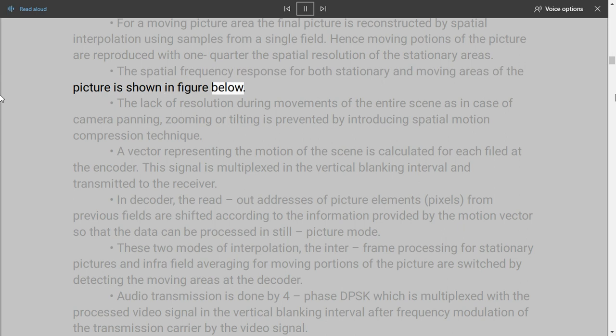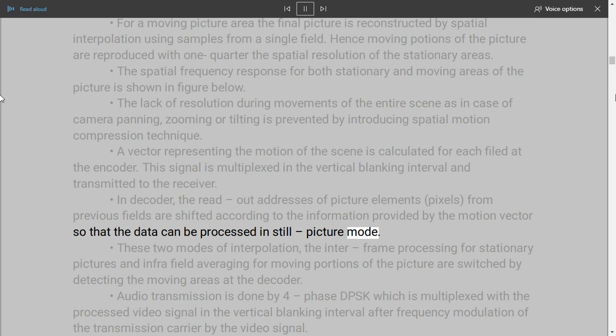The lack of resolution during movement of the entire scene, as in the case of camera panning, zooming or tilting, is prevented by introducing a spatial motion compensation technique. A vector representing the motion of the scene is calculated for each field at the encoder. This signal is multiplexed in the vertical blanking interval and transmitted to the receiver. In the decoder, the read-out addresses of picture elements, pixels, from previous fields are shifted according to the information provided by the motion vector so that the data can be processed in still picture mode.